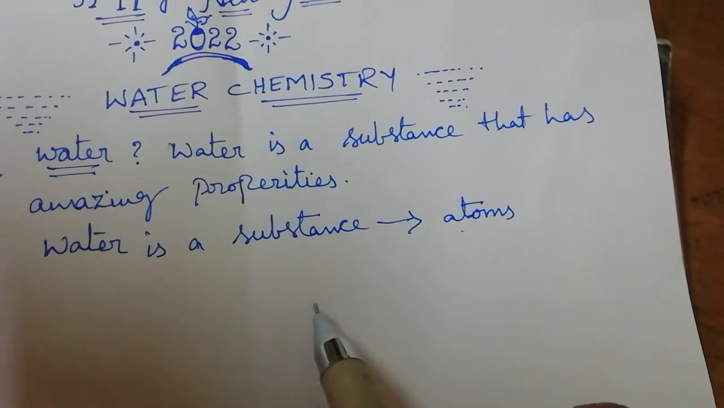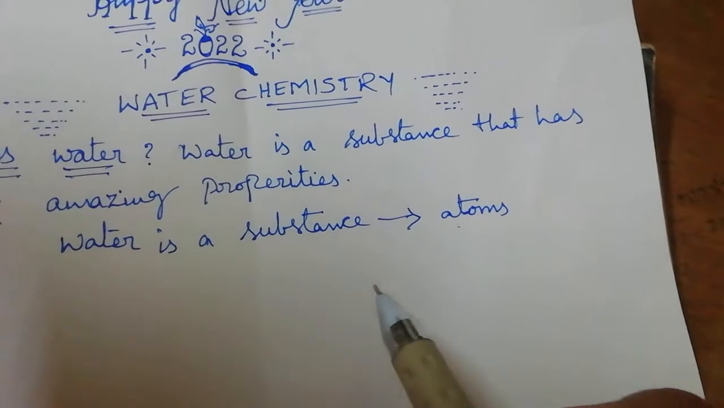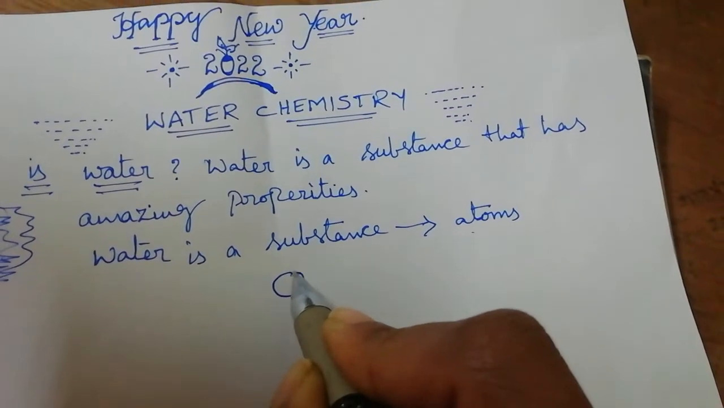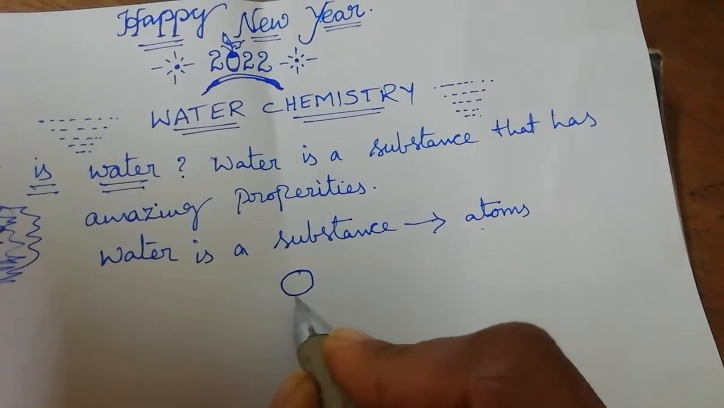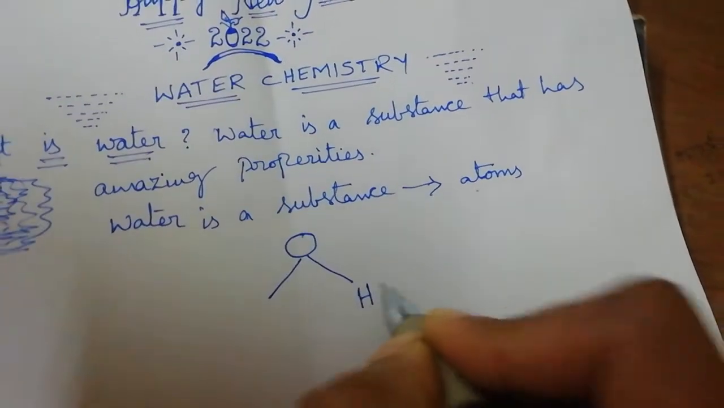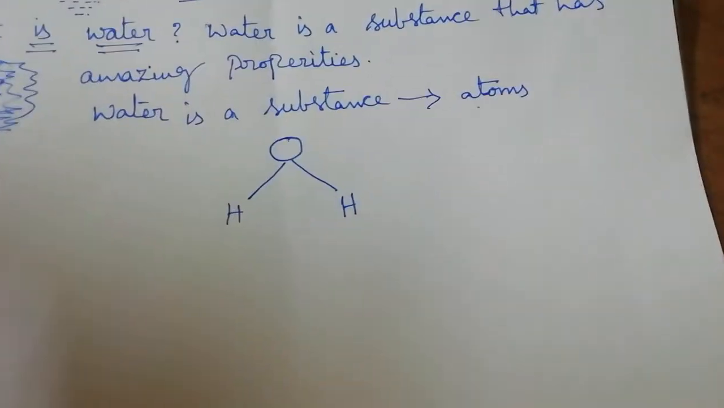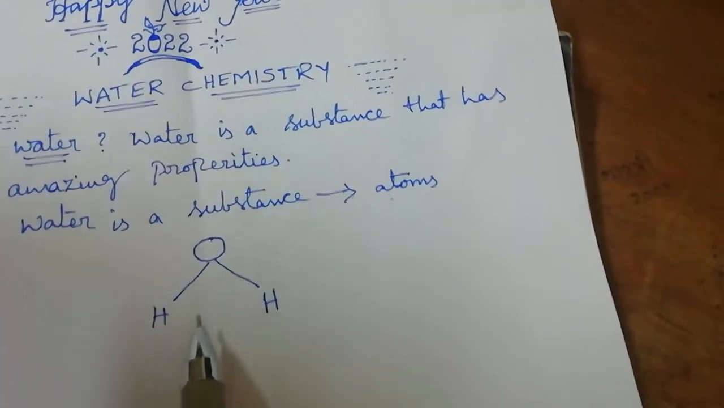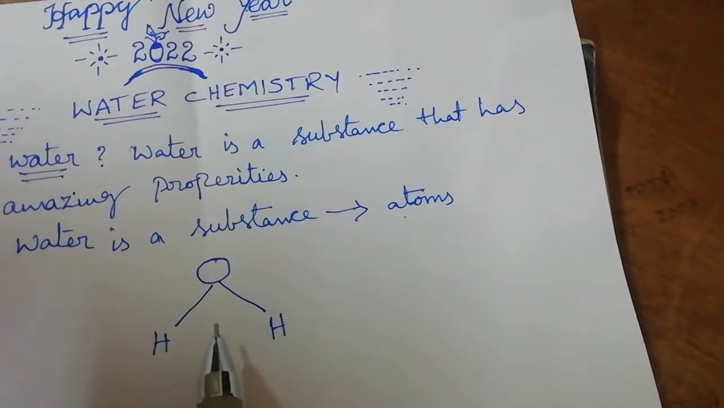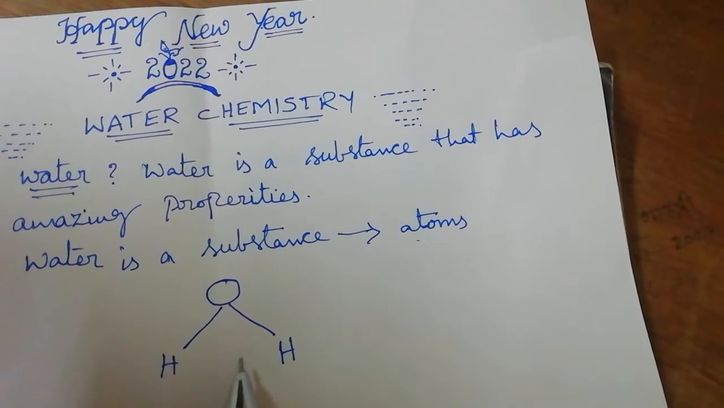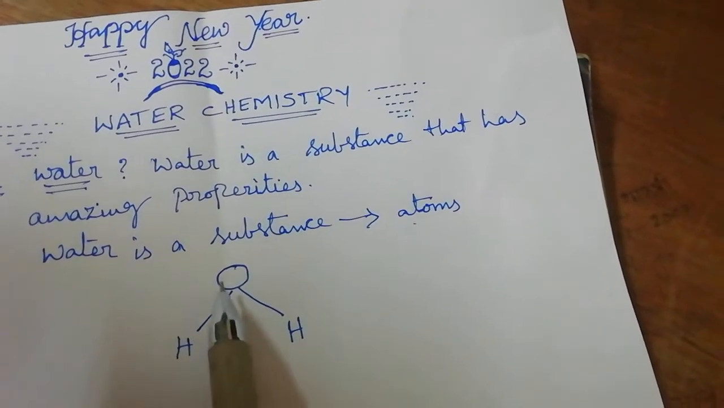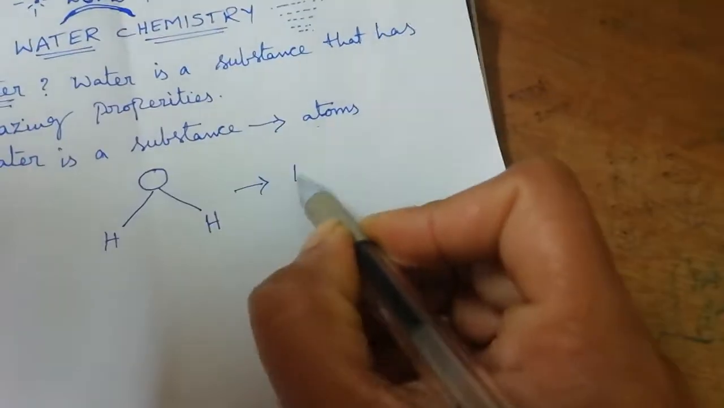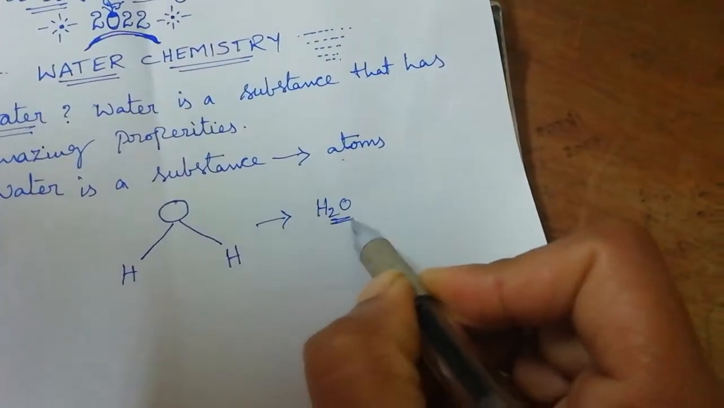The atoms that make up water are 2 hydrogen and 1 oxygen. See, this is 2 hydrogen and 1 oxygen in this water substance. The atoms that make up water are how many hydrogen? 2 hydrogens and 1 oxygen, which is written as H2O.